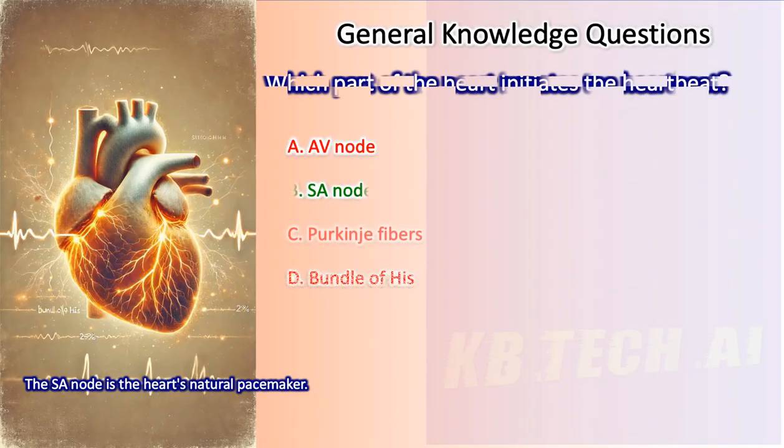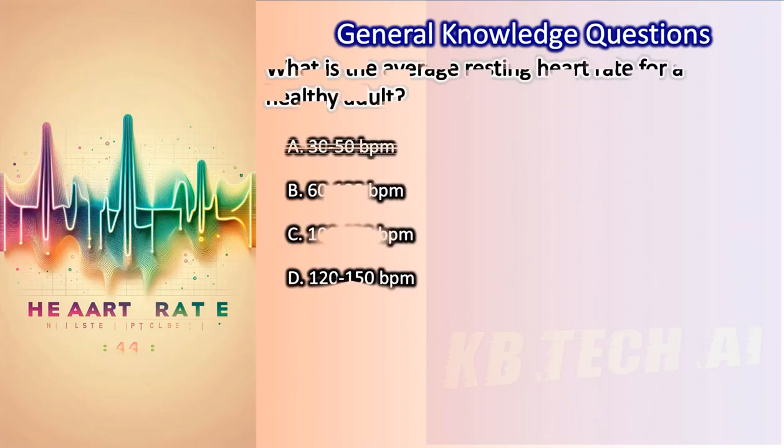The answer is Option 2. SA node. What is the average resting heart rate for a healthy adult? Option 1. 30 to 50 bpm. Option 2. 60 to 100 bpm. Option 3. 100 to 120 bpm. Option 4. 120 to 150 bpm.